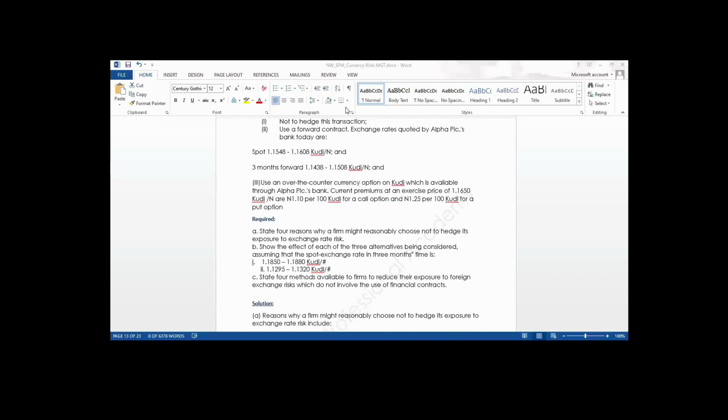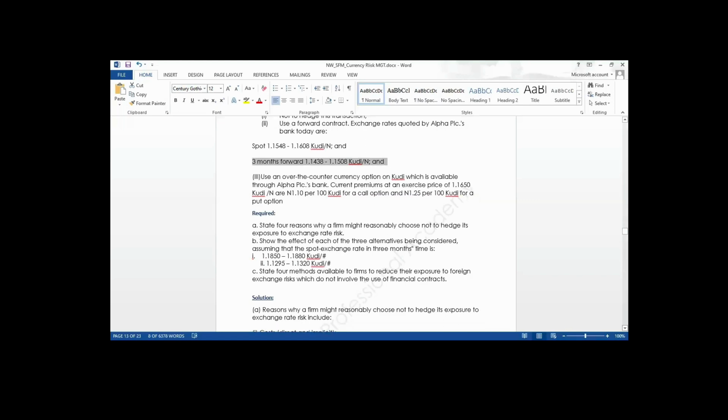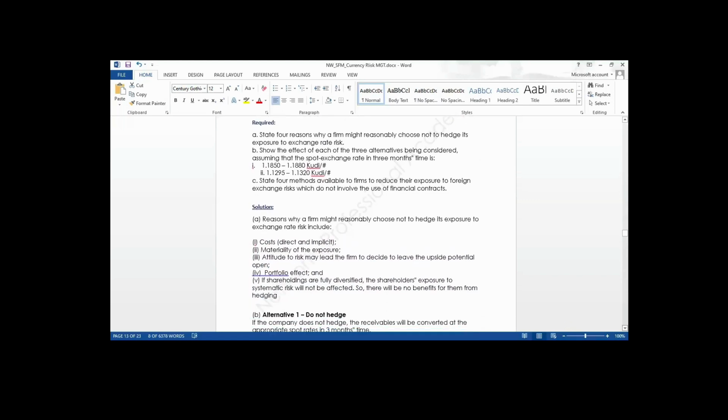Yeah, leading and lagging, matching and netting, do nothing. Please prepare. What the examiner will test.